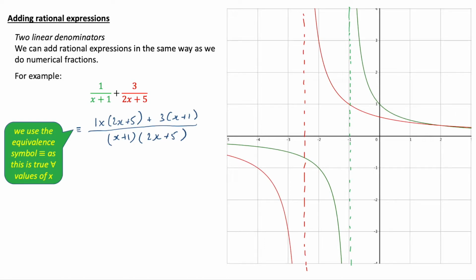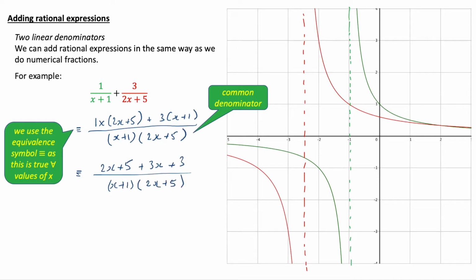The equivalent symbol that we're using here is important. It's true for all values of x. Remember, the upside down A means for all, and that means it's identical. So it's not an equation, which would mean it would be true for some values of x. It's an equivalence. And there, just to reiterate, is our common denominator.